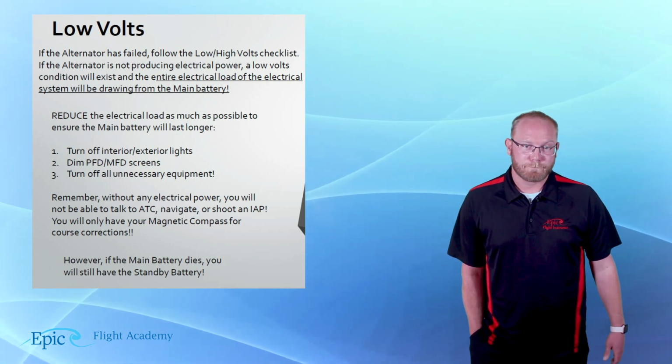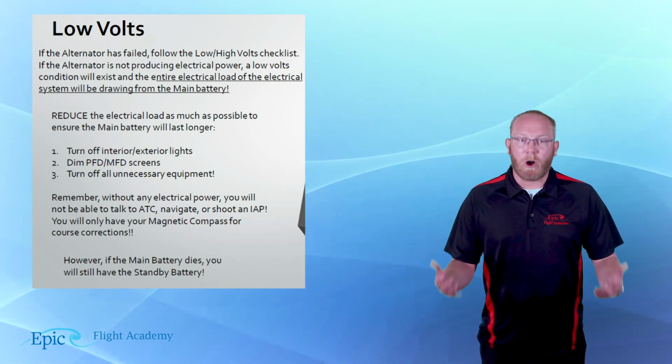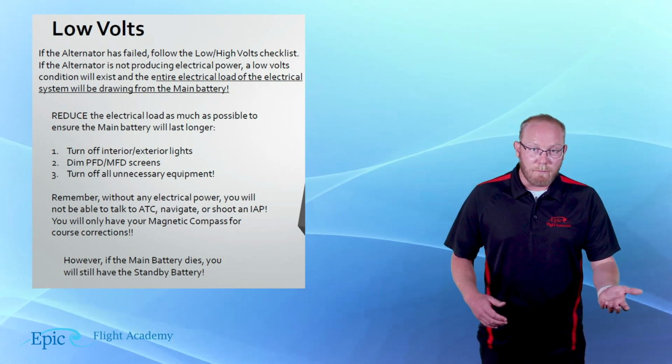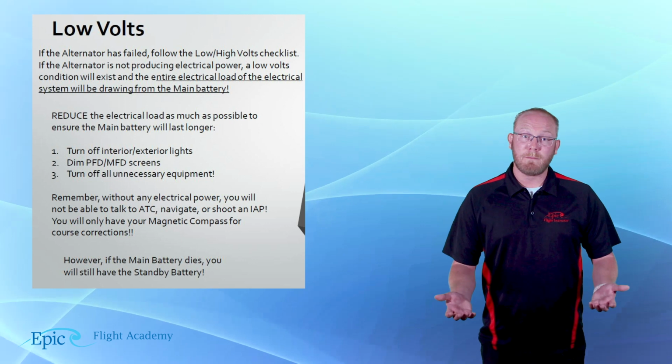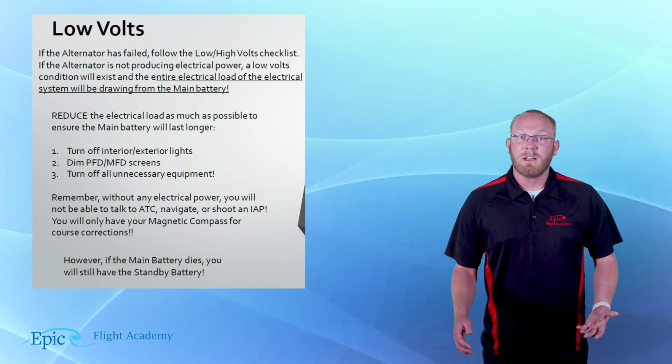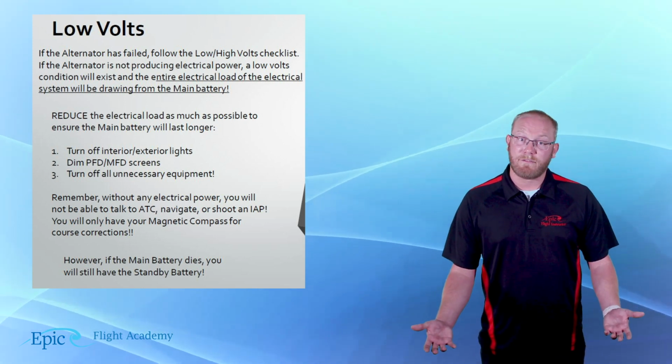Now, the worst case scenario: if you use all of your power and you have no standby battery and no main battery, you will be severely limited in what you can do in the airplane. You will really only have your magnetic compass to navigate and move around.